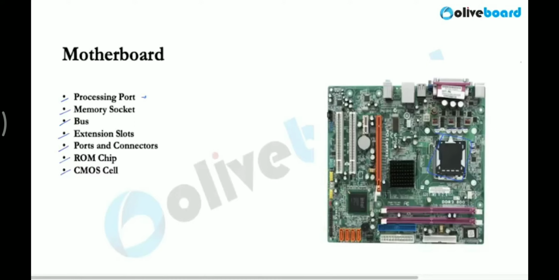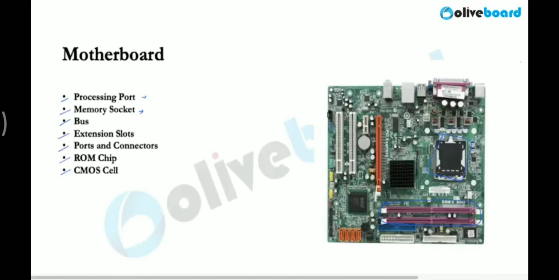Okay, the next part is memory socket. Memory socket is a place where we put our RAM, the main memory of the computer system. We put our RAM into the memory socket, and you can see in the image this particular place, this is called the memory sockets. It also depends on the type of motherboard how many different memory sockets will be there.